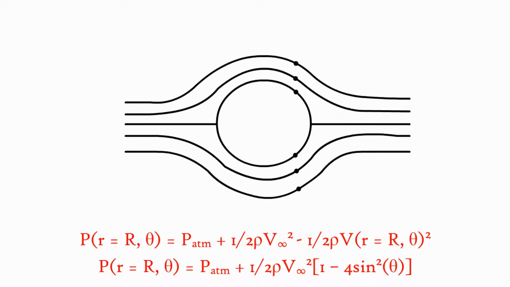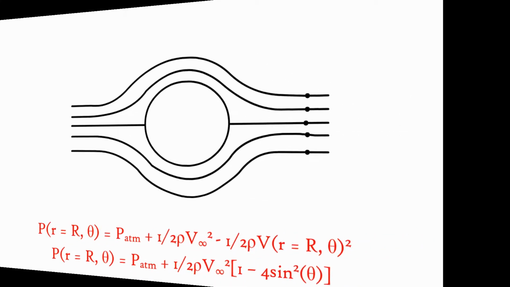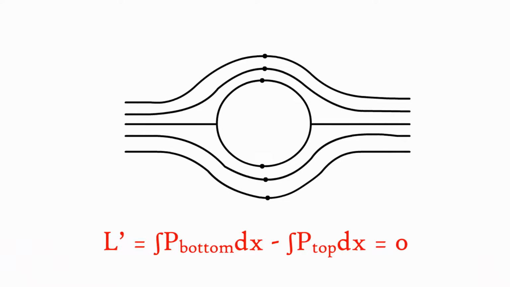Now that we have the velocity field, let's turn to Bernoulli's equation to find the pressure field. We substitute in the velocity at the cylinder surface to get the following expression for pressure along the surface. To obtain the lift, we then integrate the pressure along the top surface directed vertically down, and we subtract that from the integration of the pressure along the bottom surface directed vertically up. And that's how we get lift.